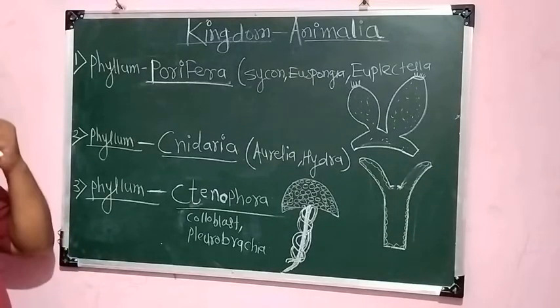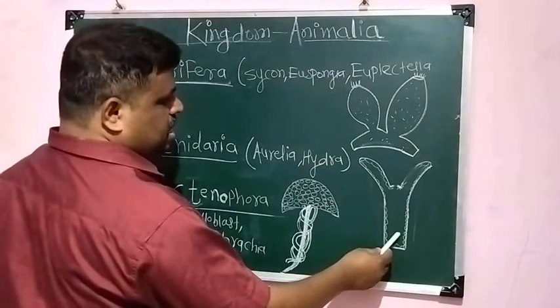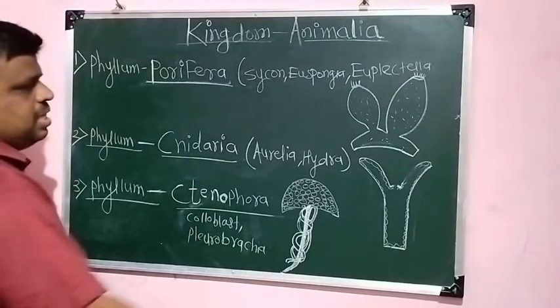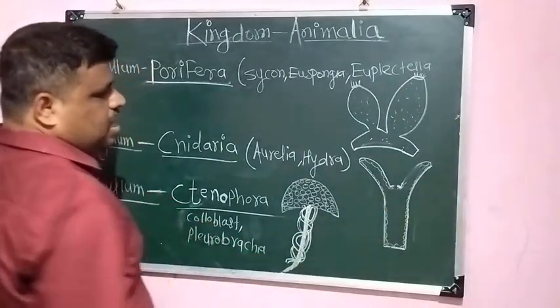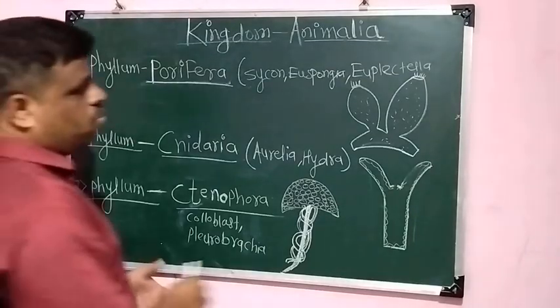Okay, then second criteria, that is the blind sac body plane. So this is a tube like structure, that is a tube has one opening. This is mainly found in this type of animal, that is a hydra. So this is a simple tube, blind or the tube which shows only one opening.